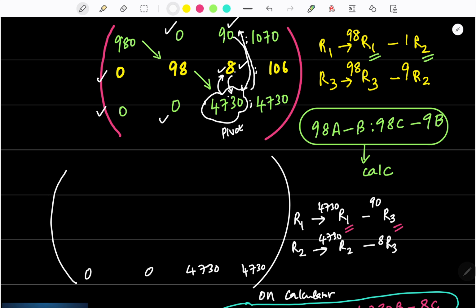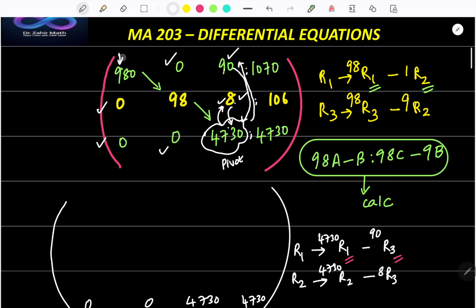Okay. Let's go with R1. Come on, press calc. When you press calc, the calculator will ask you A. Now you are going from here, okay? This previous matrix. 980, press equal. C, which is 0. B, 106. No, sorry. I made a mistake. Sorry. Once again, I'll calculate.